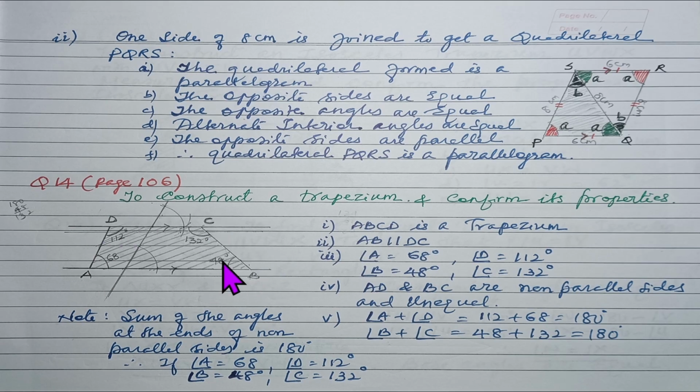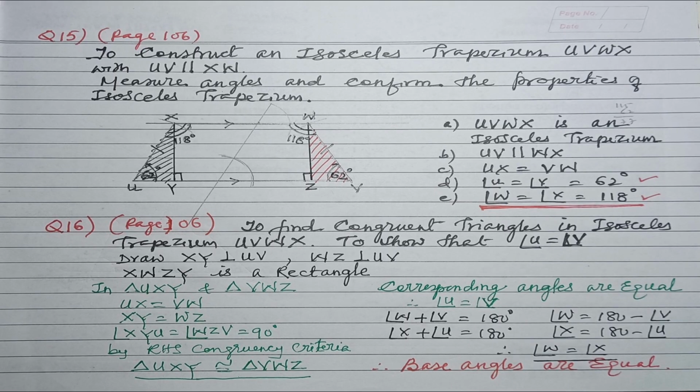So therefore when we talk about the properties of a trapezium, in a trapezium we have a pair of opposite sides parallel, and we have the sum of the angles at the ends of the non-parallel sides as 180 degrees, and the two other sides are non-parallel. So that explains the properties of a trapezium.